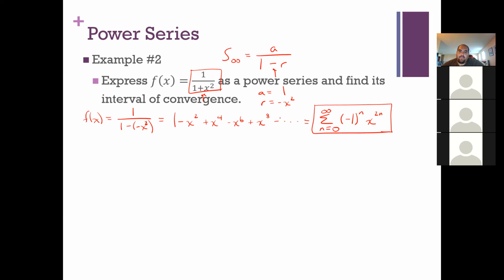From there, I want to find the interval of convergence. So what tool do I need to use to help me figure that out? Ratio test? Yeah, it's a ratio test. So if I use the ratio test, I'm looking at this limit. So I have -1 to the n plus 1 times x to the 2n plus 1.